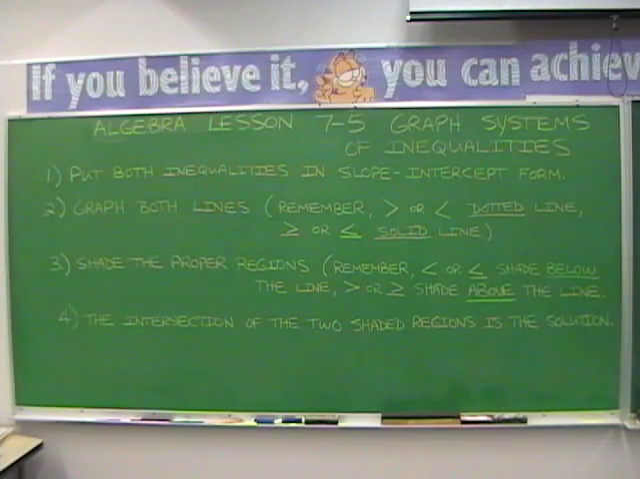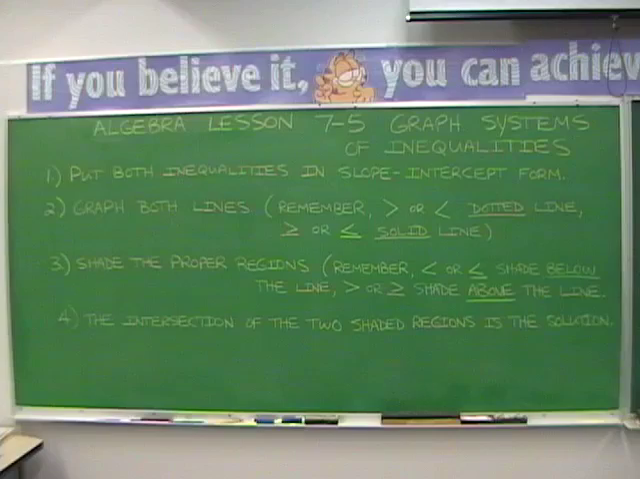And what we did is we took linear inequalities, we put them in slope-intercept form, we graphed them on the coordinate plane, and then we had to make sure we had the correct kind of line, either solid or dotted, and we had to shade the correct region above the line if y was greater than or equal to the equation, or below the line if y was less than or equal to the equation.